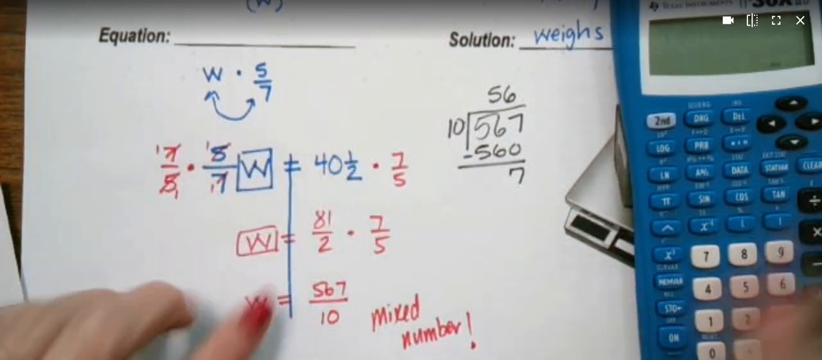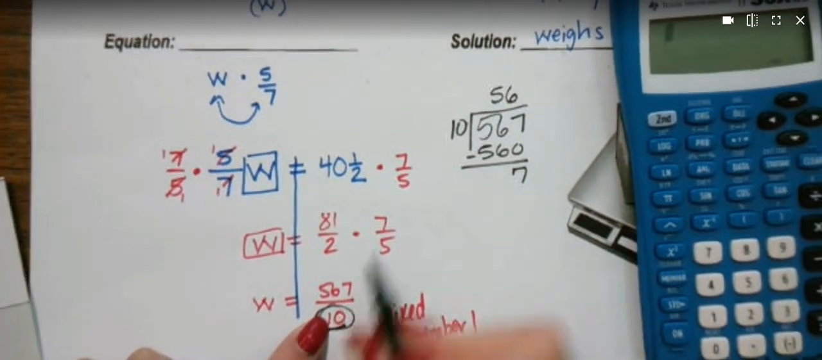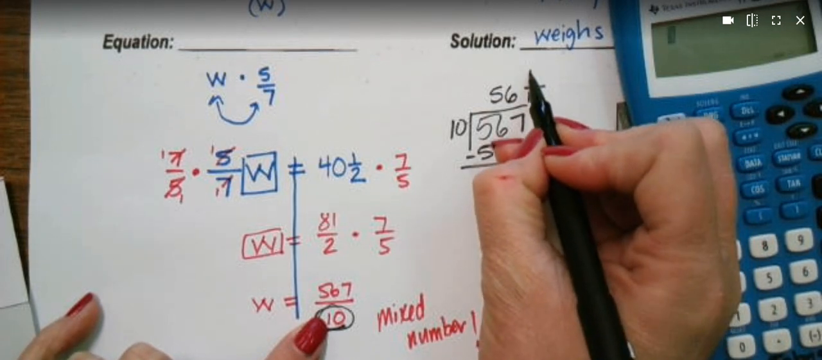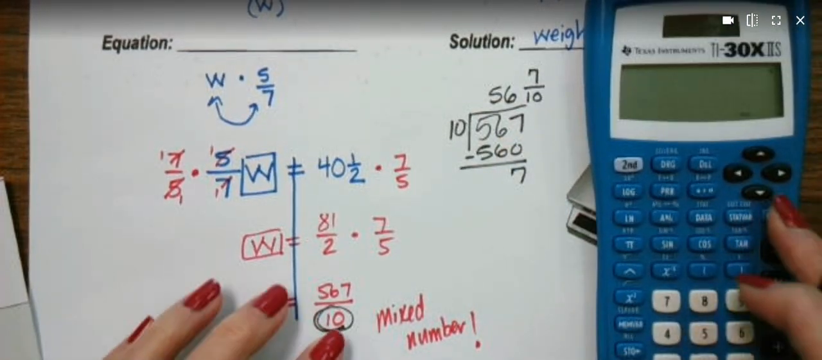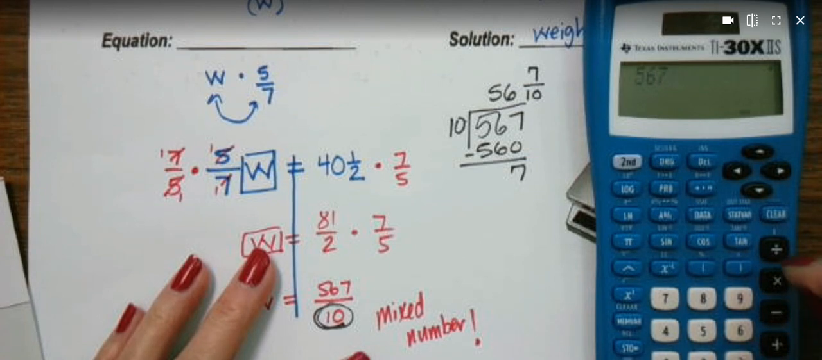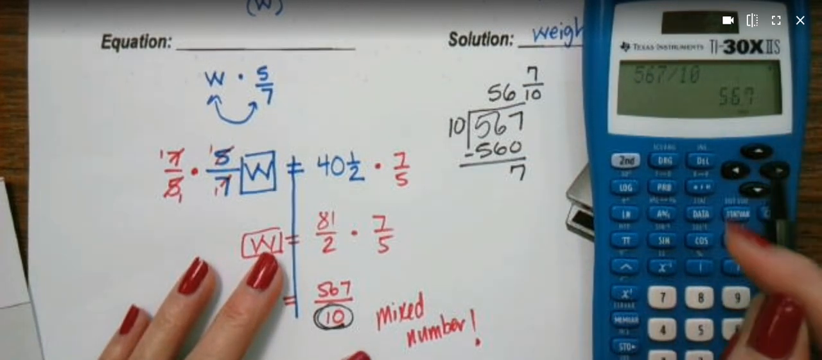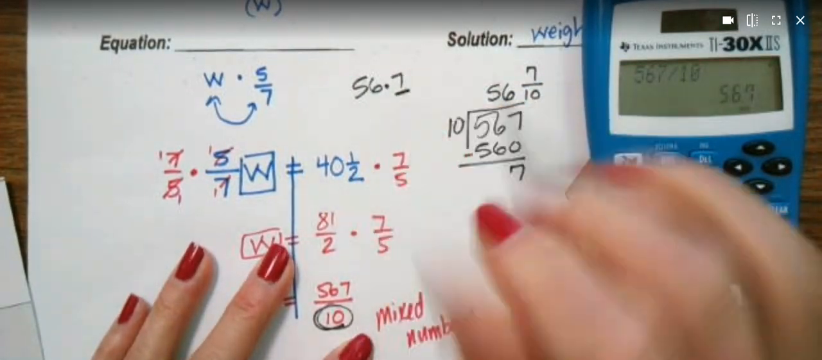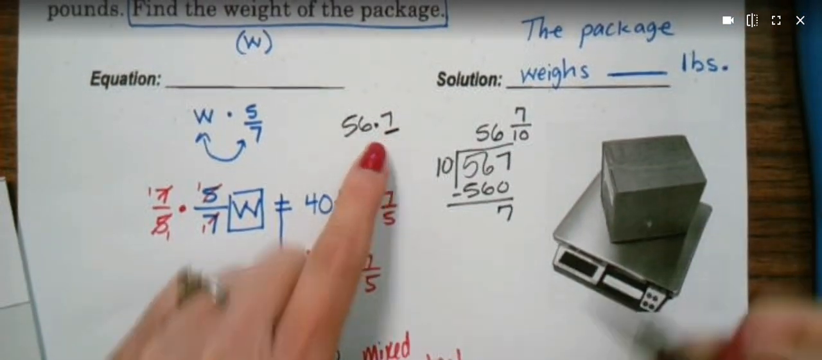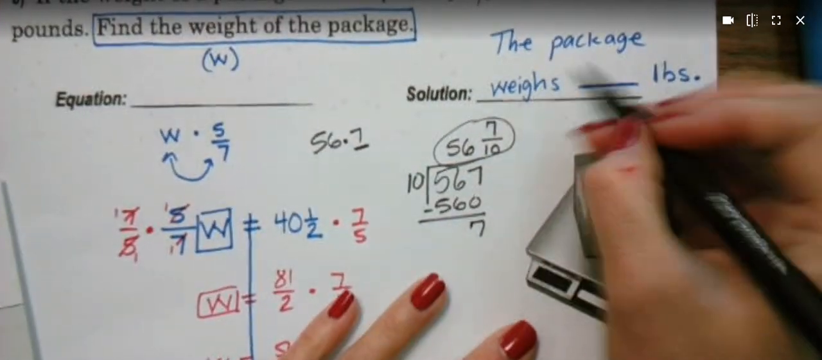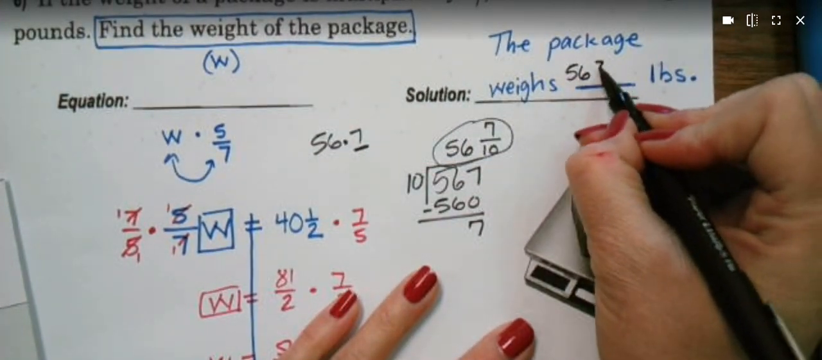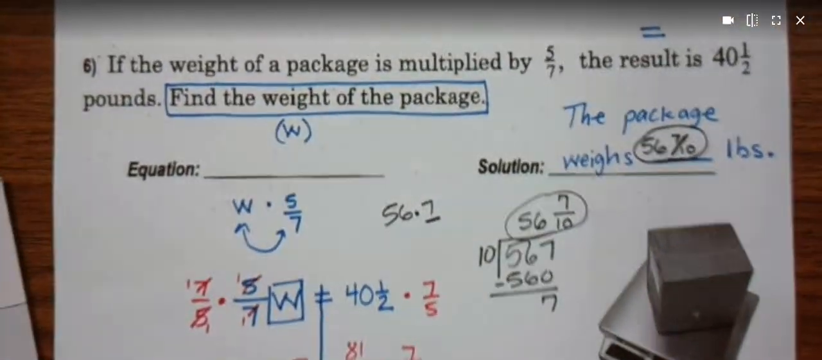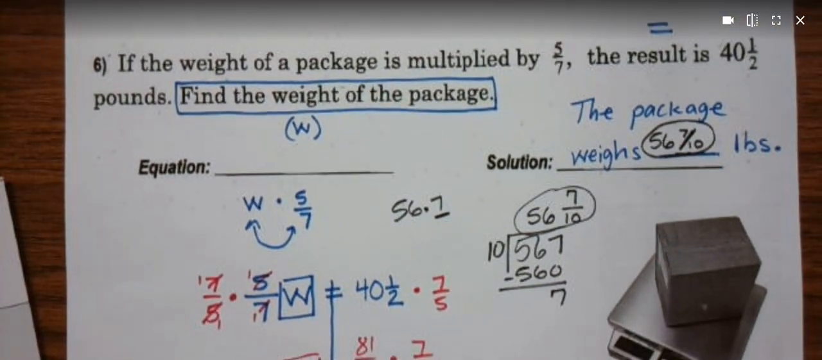That's my remainder. Now remember, 10 is your denominator. That didn't change. 10 is still the denominator. But how many pieces do we have left? We have 7 tenths. And you can see here that when I divided 567 divided by 10, I have 56.7. That .7 is read as 7 tenths. So this makes much more sense. The package weighs 56 and 7 tenths pounds. Wow, that's a lot of weight for a package. That's going to be a pretty expensive package if you plan on mailing that.